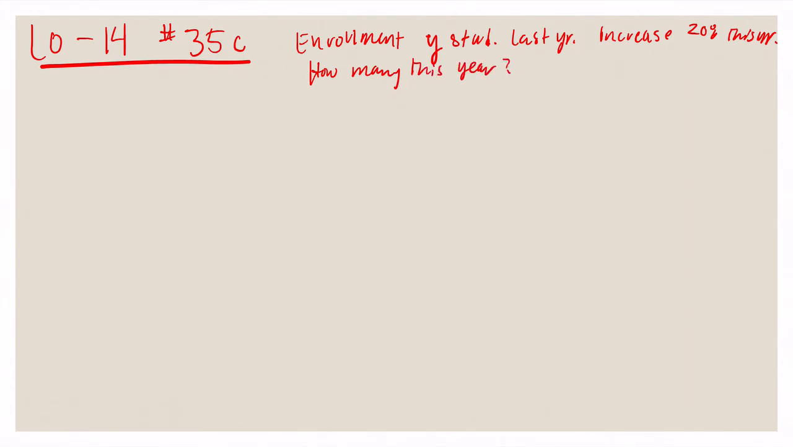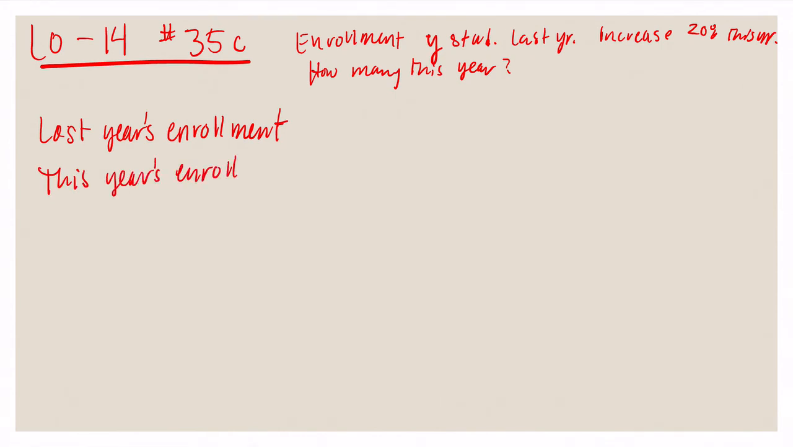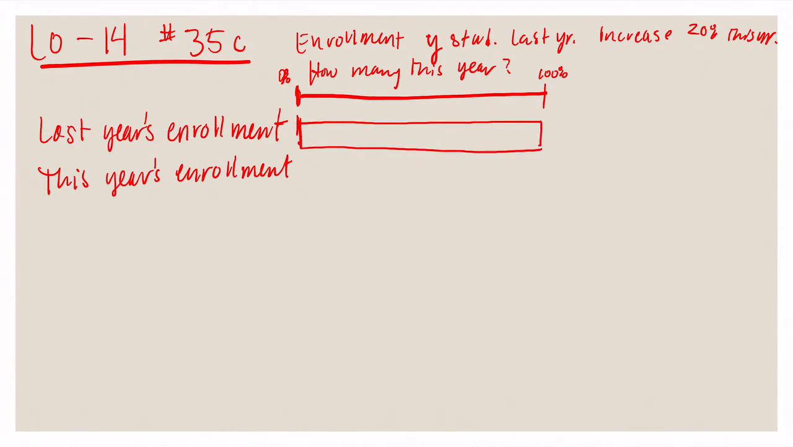Okay, so this is a percent, so we're going to draw a bar model for each of these. So last year and this year. So we have last year's enrollment and this year's enrollment. Okay, percent. Okay, so this is 0%. 100%. Okay, last year's enrollment was 100%. And we also know that that's Y students.